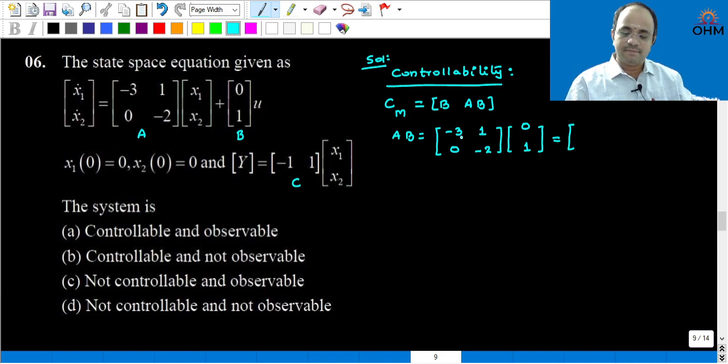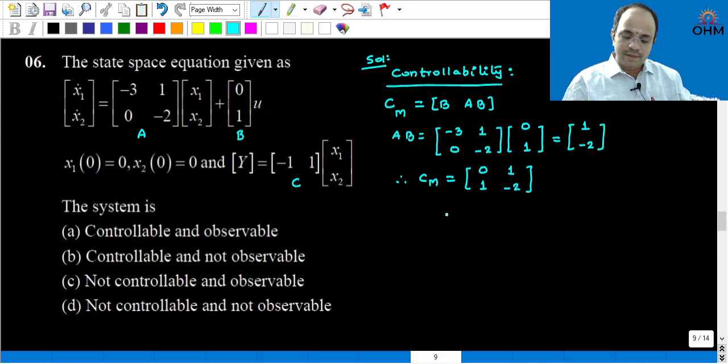Then what you will get? Minus 3 into 0, 0, plus 1 into 1, it is 1. Next 0 plus minus 2 into 1, so that is 0 minus 2, which will give you minus 2. Now, the controllability matrix is equal to B matrix, which is 0, 1, and AB matrix, which is 1, minus 2.